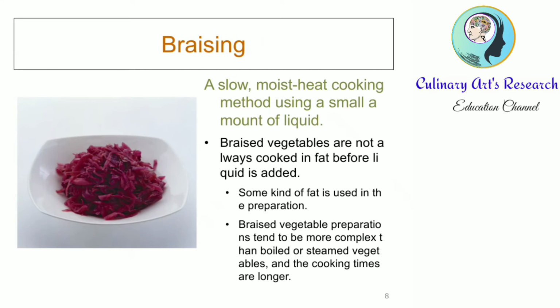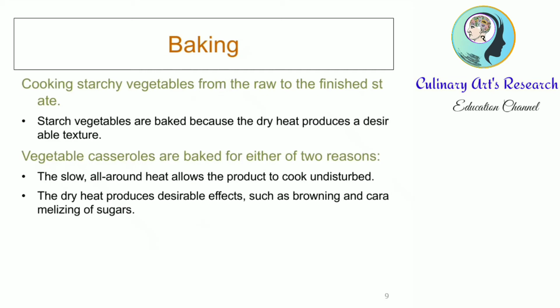Next method is braising. Braising is a slow, moist heat cooking method which requires a small amount of liquid. Braised vegetables are not cooked without a liquid, so they require a liquid material so that they can be cooked. Some kind of fat is used in this preparation, and braised vegetable preparations tend to be somewhat more complex than boiled or steamed vegetables, and the cooking time is much longer than boiling and steaming too.